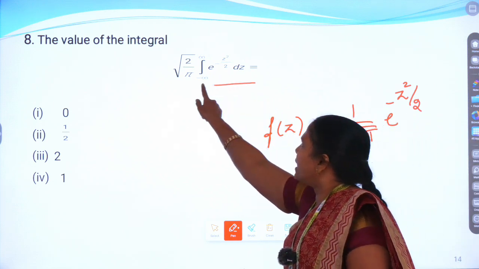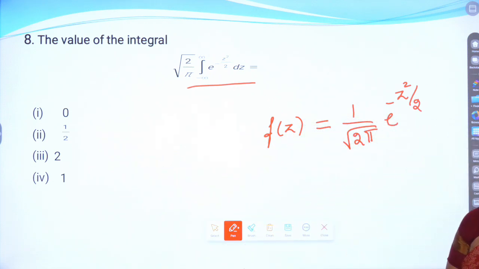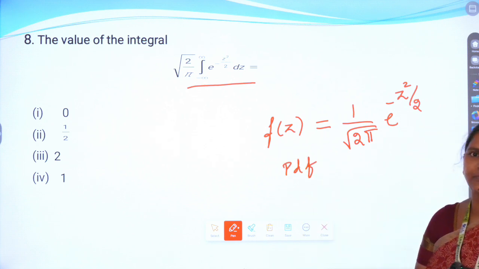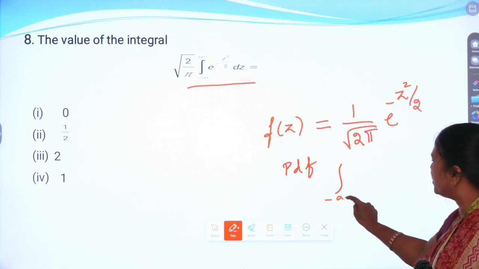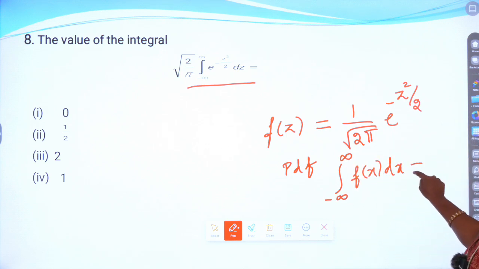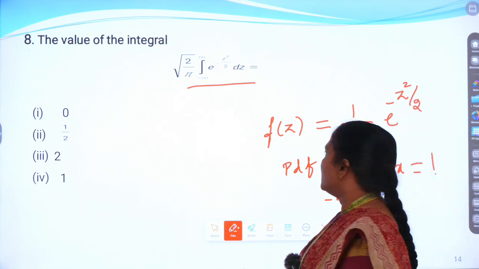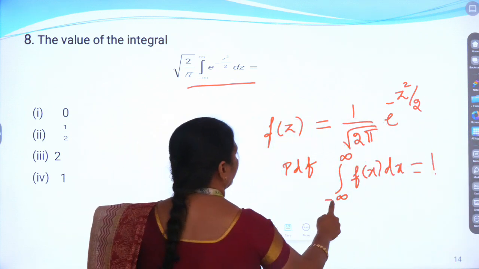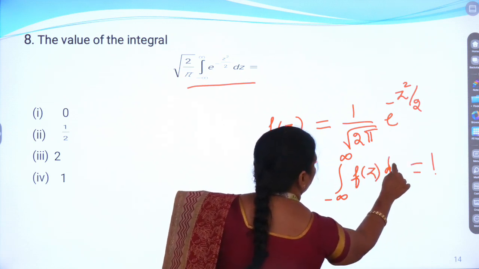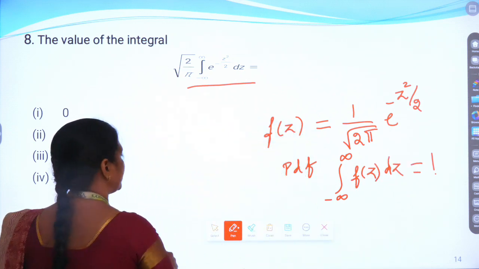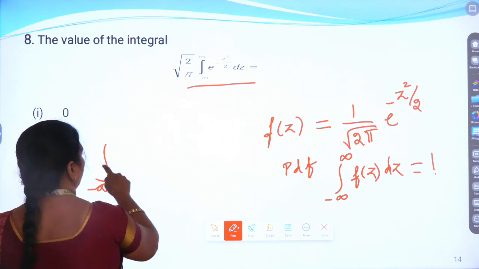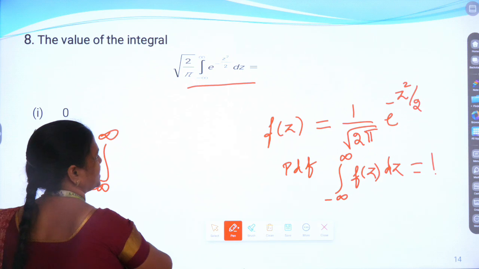Here they ask you to find the value of this. We know that if it is a probability density function, the integral from minus infinity to plus infinity of f of x dx is equal to 1. So we are going to substitute this f of z in this. Instead of x, we write f of z into dz. We substitute the density function in the value, so the integral from minus infinity to plus infinity.